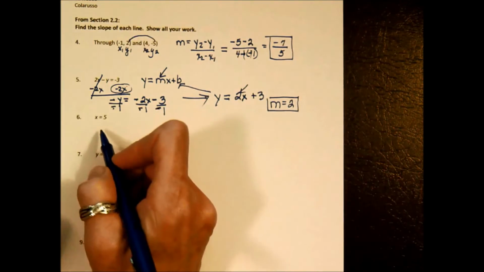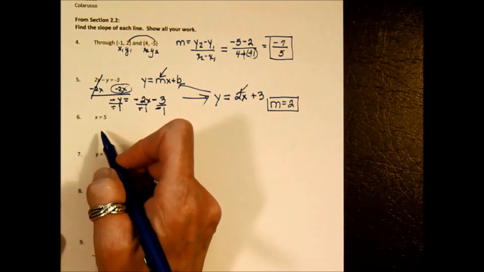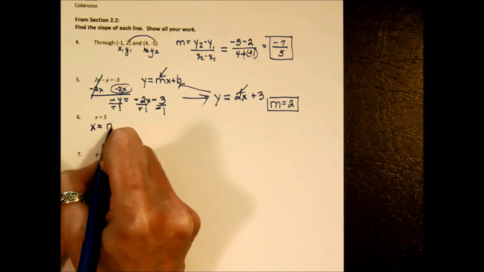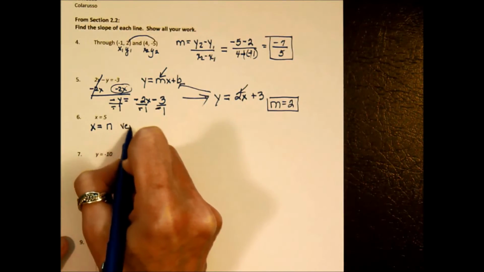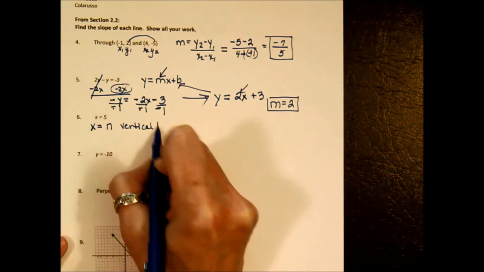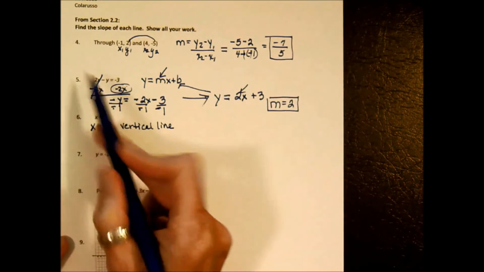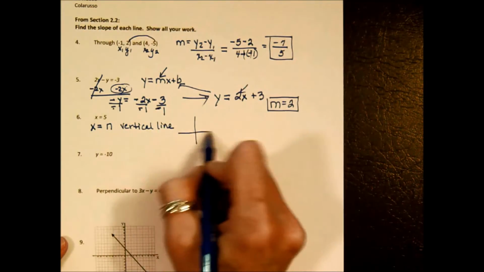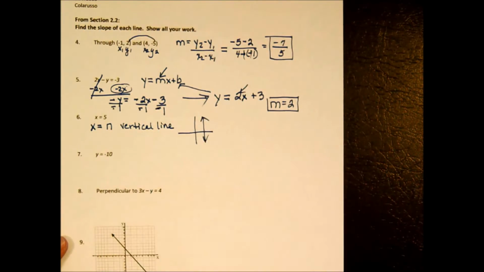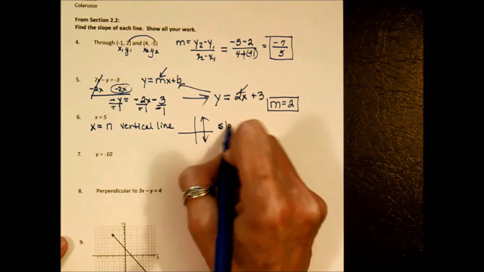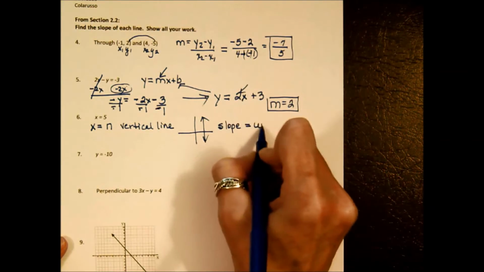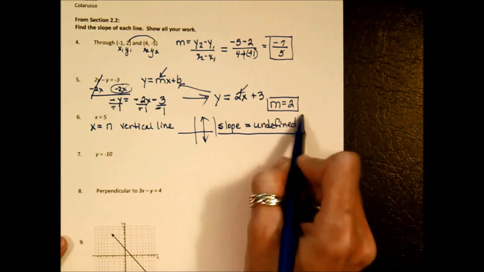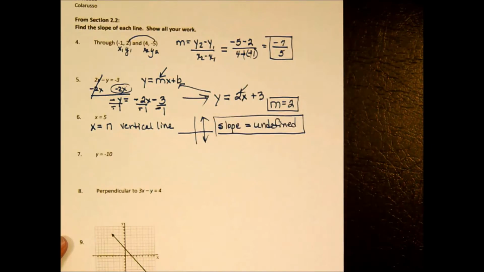This next one is a little different. X equals 5. What you have to remember is that any equation in the form of x equals some number is always going to be a vertical line, just like the problem that we did, I believe it was number 3 on the page prior to this. This is a vertical line, and any vertical line on my coordinate plane, no matter where it is, has slope undefined. It's so steep we can't define it. So you would just say the slope is undefined on that one.